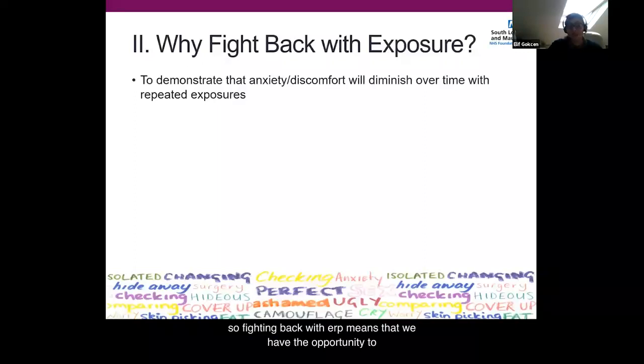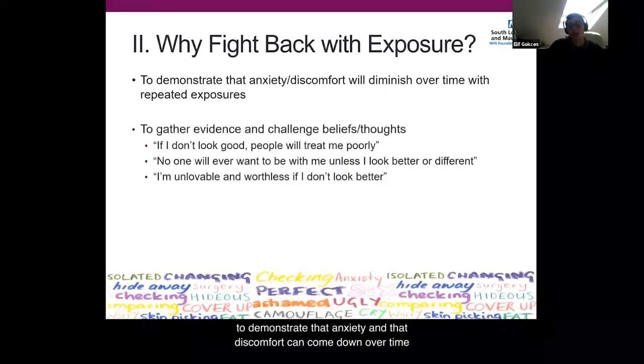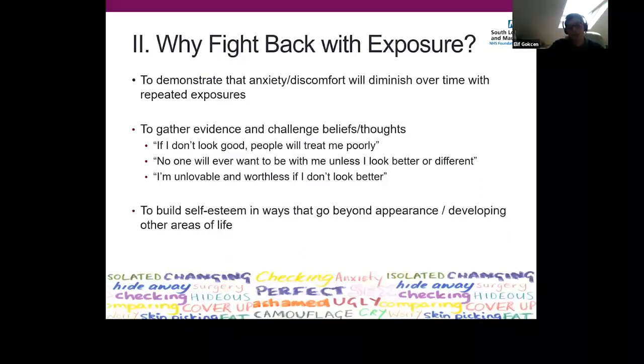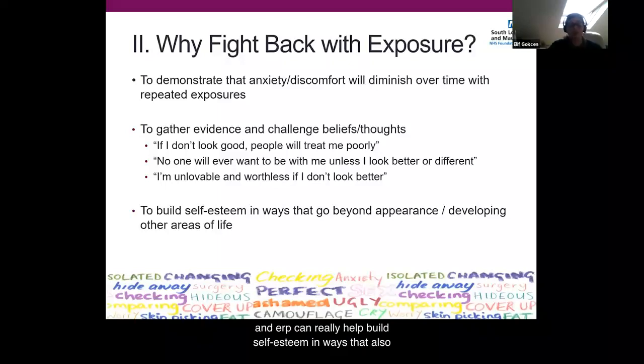So fighting back with ERP means that we have the opportunity to demonstrate that anxiety and that discomfort can come down over time. It helps us gather evidence and challenge some of the beliefs that the young person might hold about appearance. So beliefs around no one will want to talk to me unless I look better or I look different, for example. And ERP can really help build self-esteem in ways that also can be helpful outside of worries about appearance concerns. And the principles of exposing yourself to fearful situations and resisting and fighting the action can be relevant across the board in your day-to-day life as well.